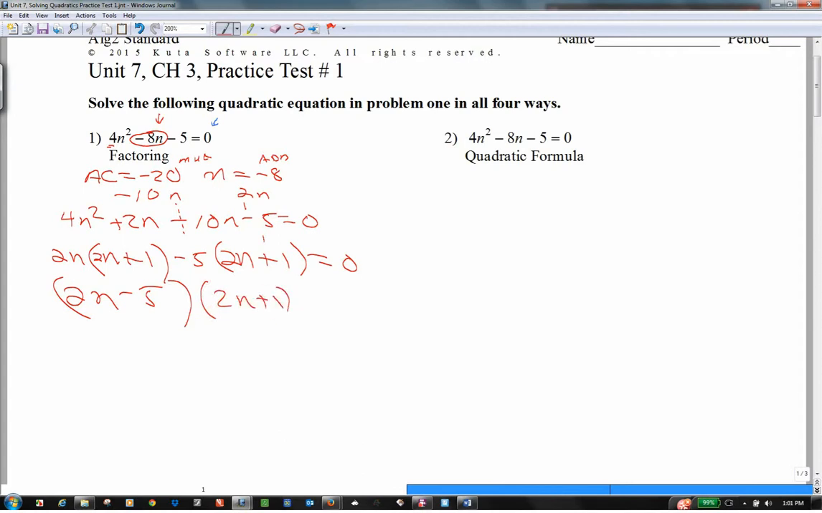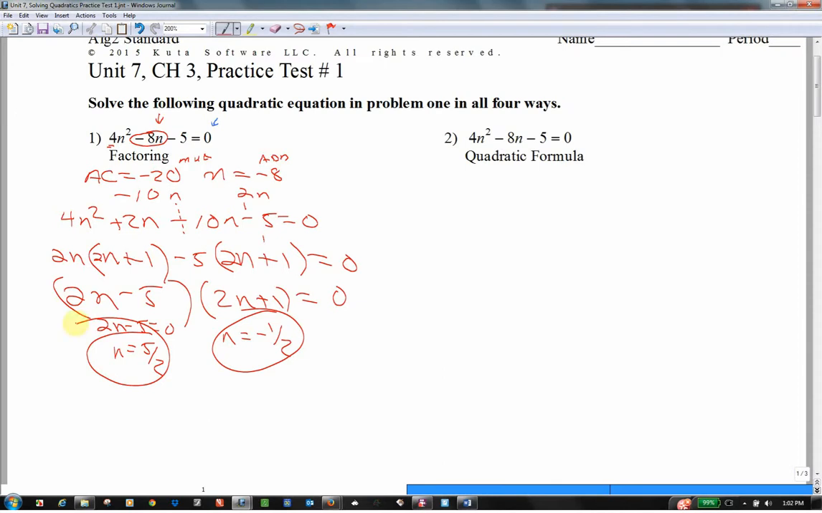2n plus 1 equal to 0. So my zeros will be what makes this part go to 0. 2n minus 5 equal to 0, so this n is 5 halves. This n would be equal to a negative 1 half. So those are my two zeros. Now I'm going to solve it by the quadratic formula. I better get the same answer.